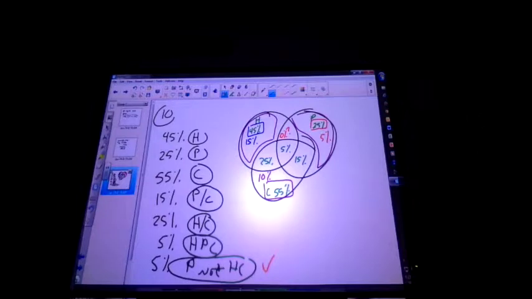Find the probability a kid likes pizza or chicken nugget. Pizza or chicken nuggets, but not hamburgers. Pizza and chicken nuggets, 15%, because 5%, 10%, good.